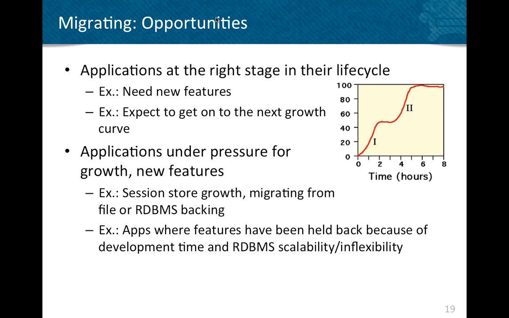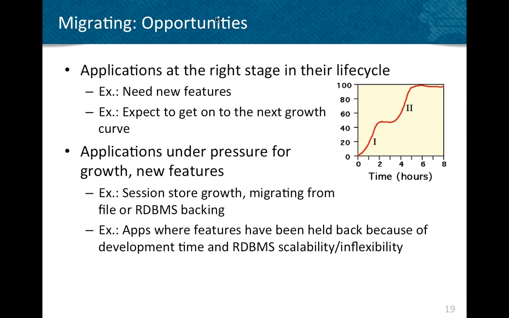A good example of this is an app that needs new features, and maybe those features were not incorporated in a previous version of the application because of the overhead associated with development or with storing the data and scaling that data. Another example, and this is what I'm showing in the chart on the right, is we've definitely seen a number of times where users of Couchbase are moving to Couchbase to get onto that next growth curve.